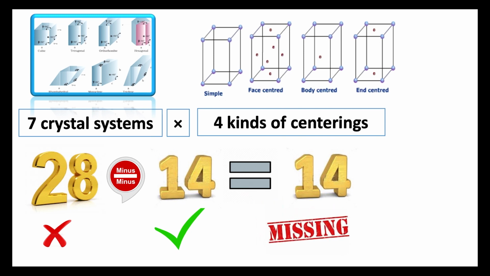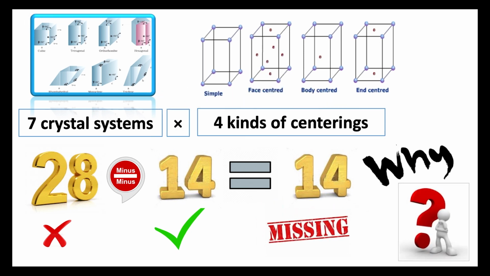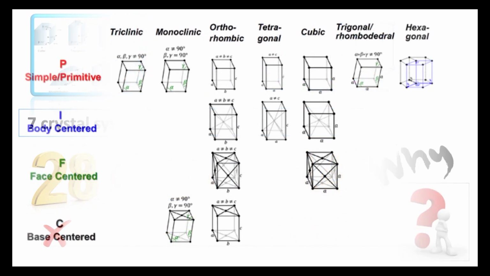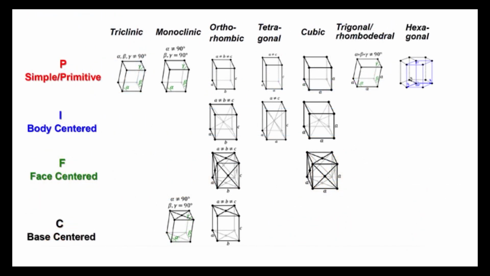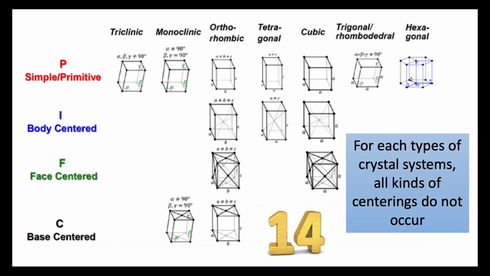Are you confused? You might be wondering why. The 7 crystal systems and the 4 kinds of centerings are shown here. You can say that some of the columns are missing. Exactly 14 of them are missing here. Only 14 lattices are shown. That is, for each kind of crystal system, all kinds of centerings do not occur.